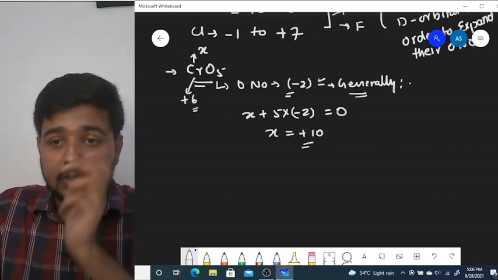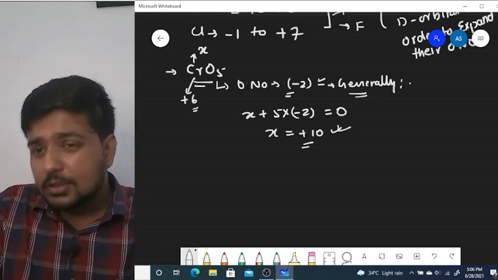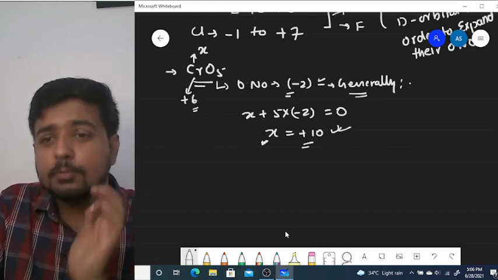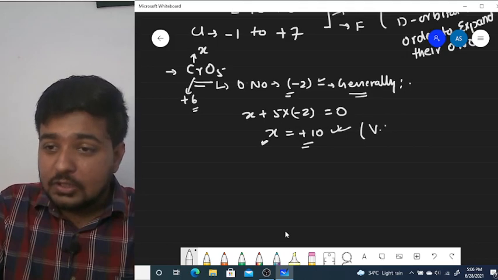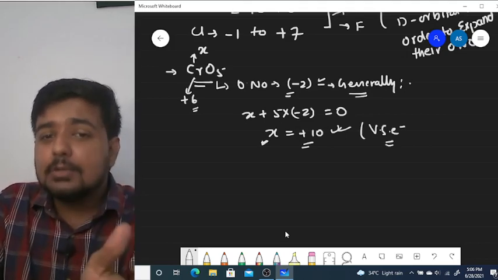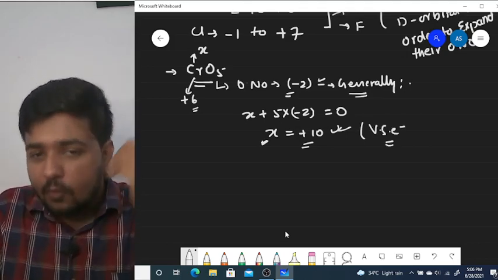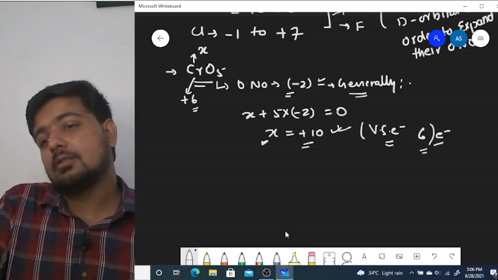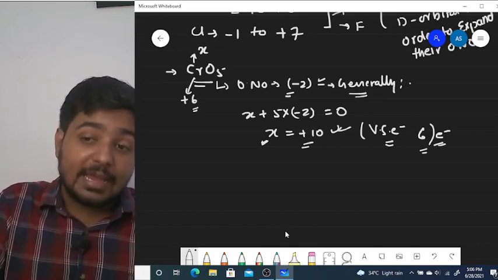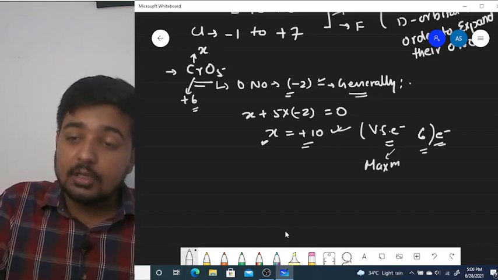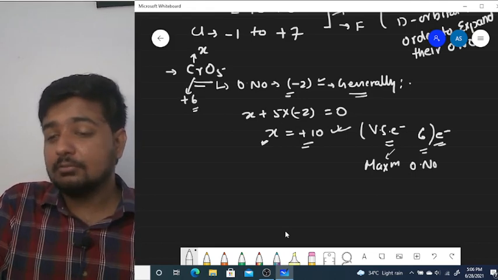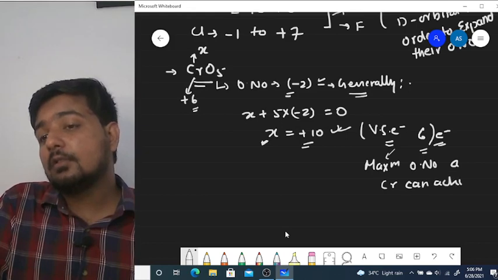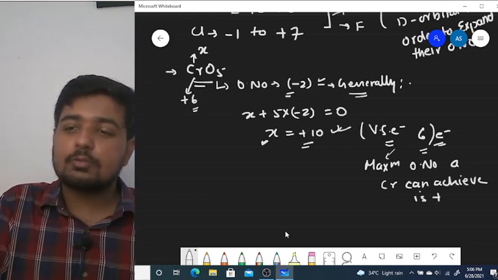Now think once, is it possible to have an oxidation number of chromium to be +10? No, my dear, that is not possible. Why? Because the valence shell electrons which can participate during a chemical reaction for forming bonds are only 6. So the maximum oxidation number chromium can achieve is plus 6, not more than that.